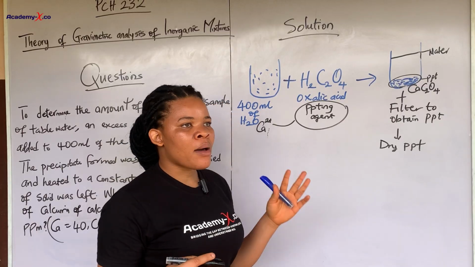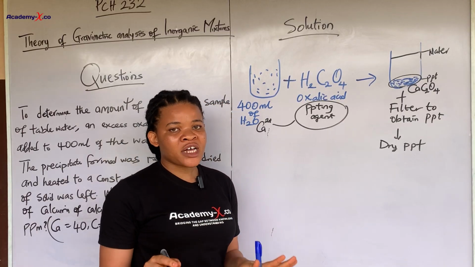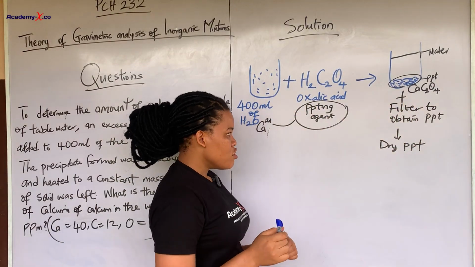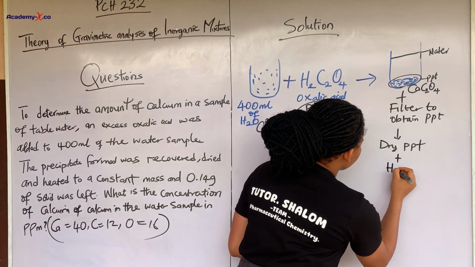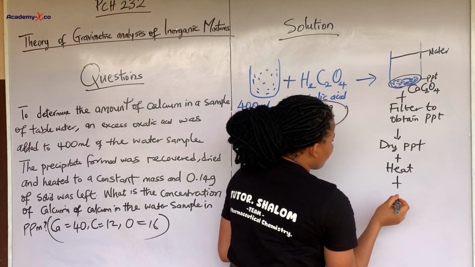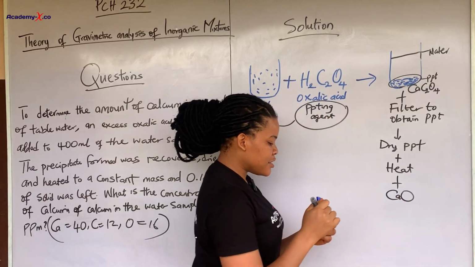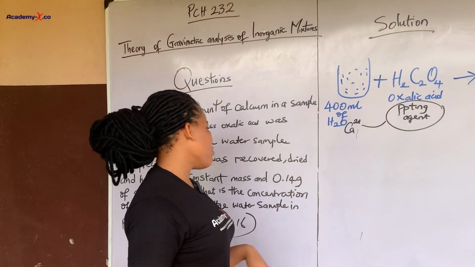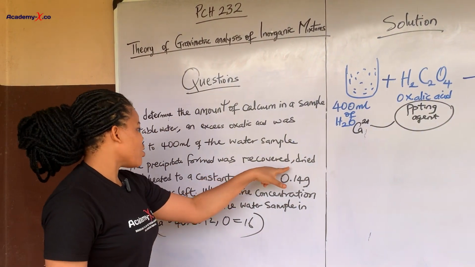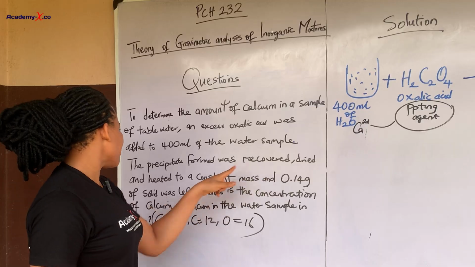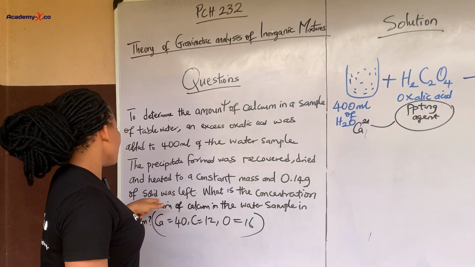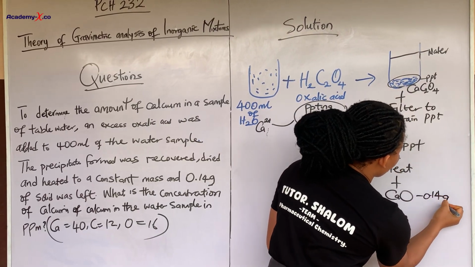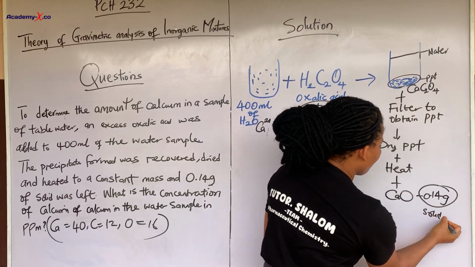Remember we said also that our precipitate should be stable or be converted to a stable compound. Now because calcium oxalate is unstable, when you heat it, it's going to form calcium oxide, and this calcium oxide is the constant mass that was formed. So you see, it was recovered, dried, and heated to a constant mass, and 0.14 gram of the solid was left. So this is what was formed, 0.14 gram. So this is the solid formed.